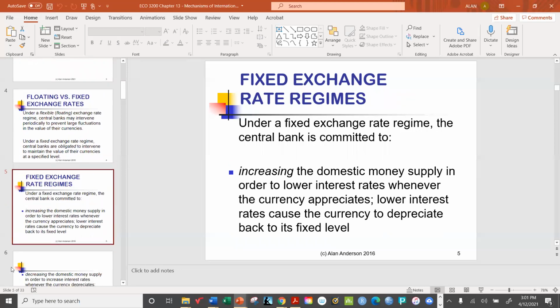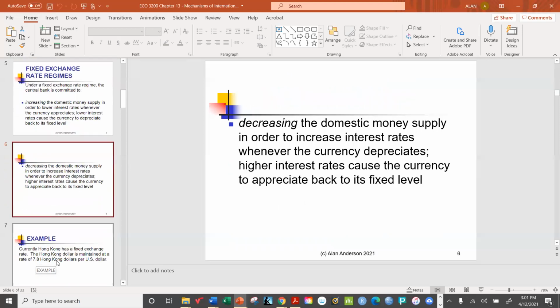So therefore, if the dollar is getting too weak, then the central bank would be forced to do the opposite, start to reduce the money supply, so that we want interest rates to start rising, and that would cause the dollar to get stronger. So in other words, with a fixed exchange rate system, the central bank is constantly adjusting the money supply to ensure that the currency doesn't move from its fixed position.